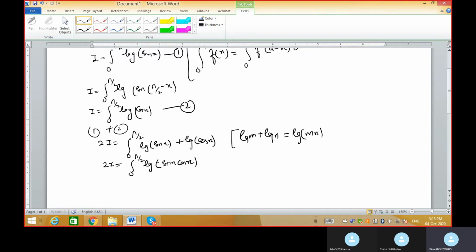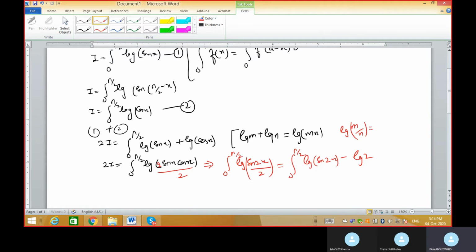Now what you have to do, I'll take a red pen, you have to multiply it by 2 and divide it by 2. This is a concept you have to remember. This will reduce to the integral from 0 to pi by 2 of log of sin 2x by 2, because 2 sin x cos x is the formula for sin 2x. So this will be equal to the integral from 0 to pi by 2 of log of sin 2x minus log of 2, because there is one property of log: log m by n, we can write as log m minus log n.